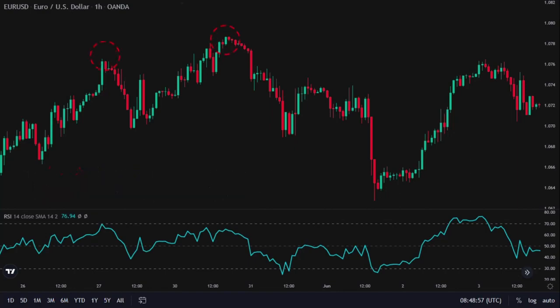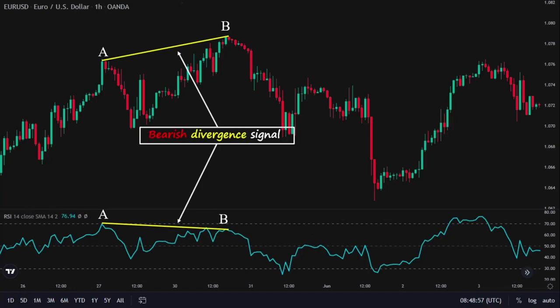Look at points A and B on the price chart. Those points are two swing high points. If we draw a line between points A and B, we can clearly see the price is making higher highs. Now, look at the corresponding A and B points on the RSI chart. Those are two swing highs on the RSI chart. Here again, we draw a line between A and B, and we would see the RSI is making lower highs.